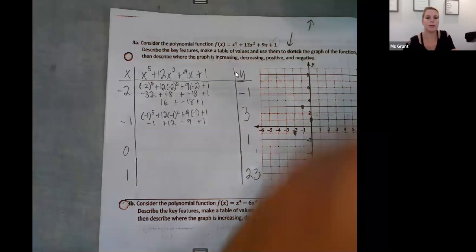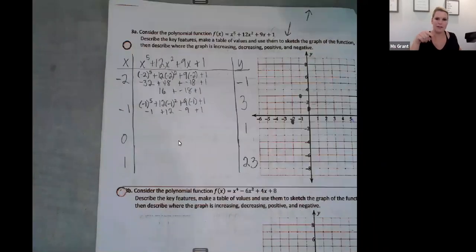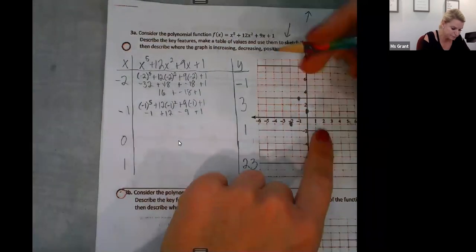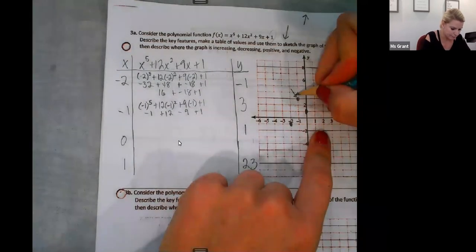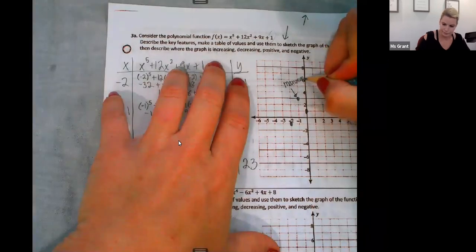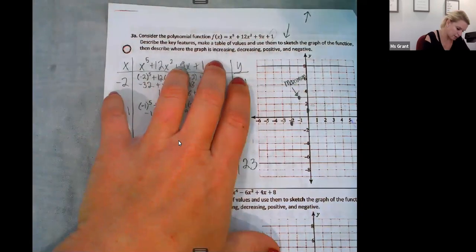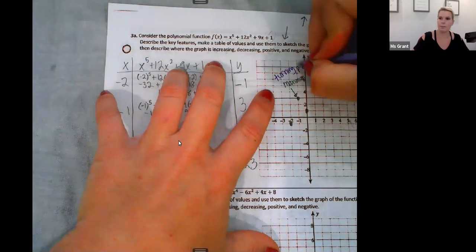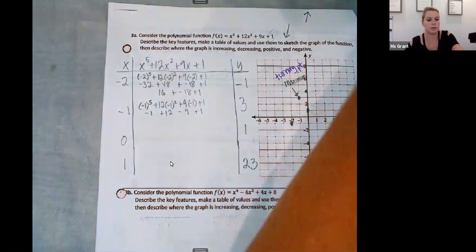Now, here's what I'm going to do. I don't know where my graph turns and curves. It kind of looks like this right here. Might be a maximum. It's called a maximum. It's also called a turning point. But let me go on Desmos.